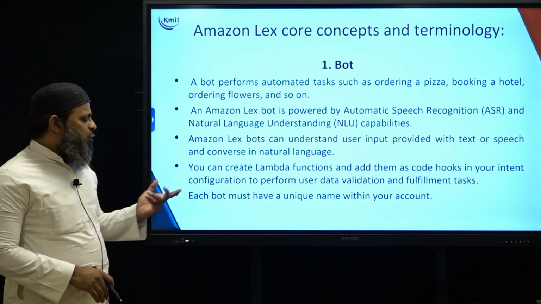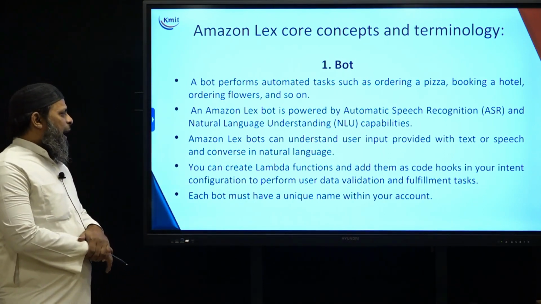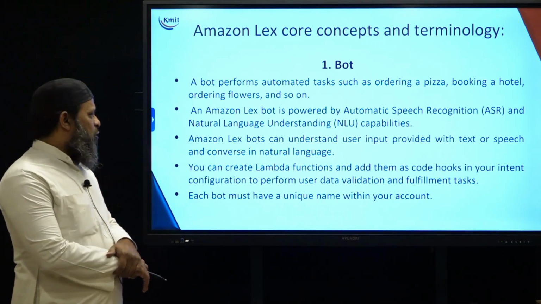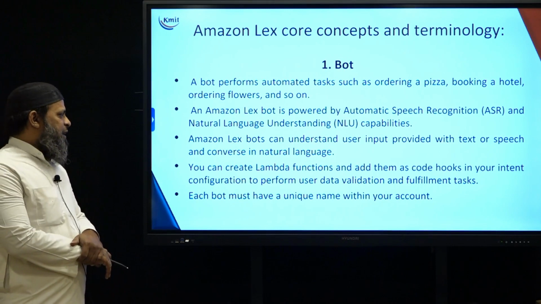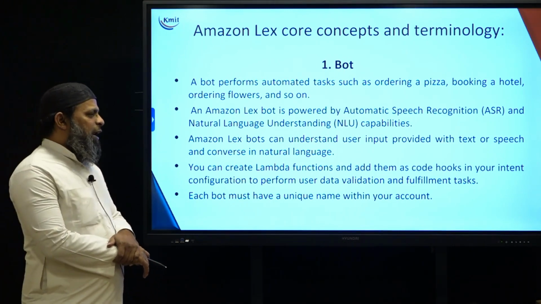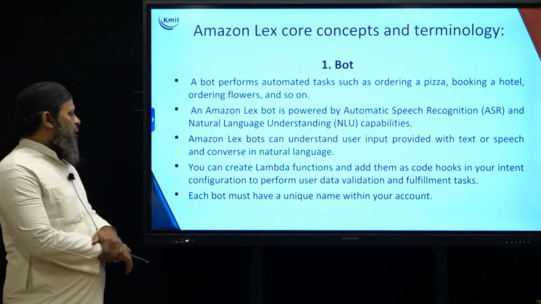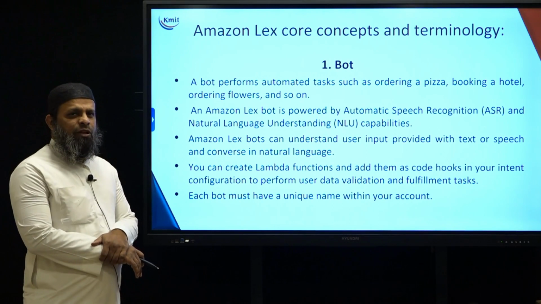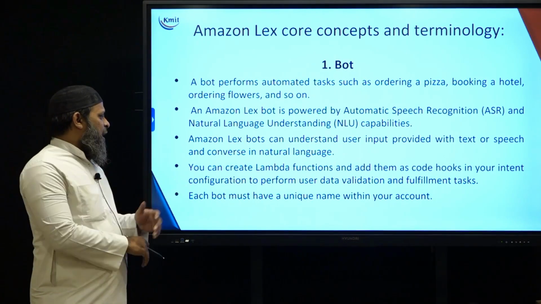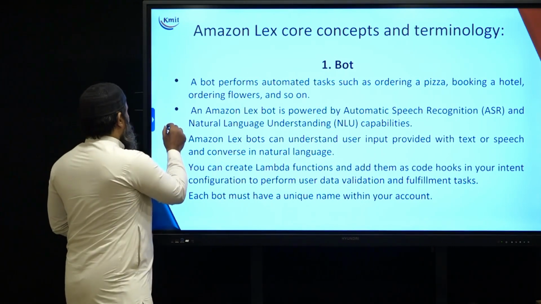Every bot should have a unique name whenever you are creating a bot, and this bot can understand whatever text or speech the user has provided and convert it into natural language. If you want to perform some task, you can create a Lambda function and add it as a hook to your intent configuration to perform data validation and fulfill the task. What is this intent and what is this fulfillment task, we will slowly go through in the next topics.